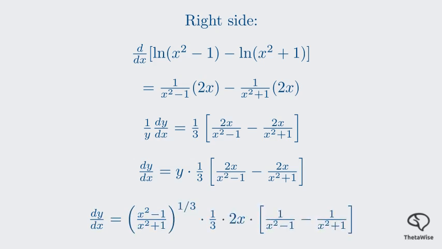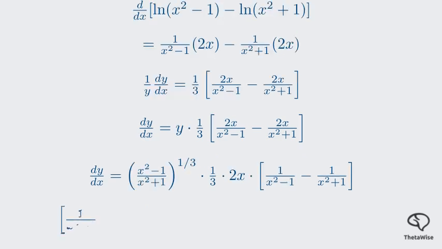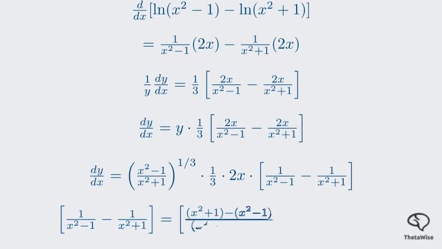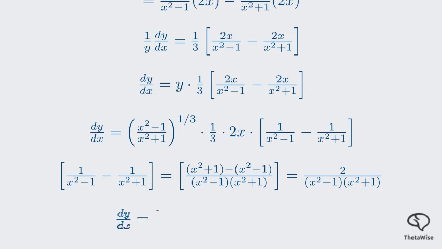Now we can simplify the expression inside the bracket by finding a common denominator. The common denominator is the product of the two terms. The expression simplifies to x² + 1 minus the quantity x² − 1, which equals 2. Let's plug this simplified form back into our equation for dy/dx. We now have dy/dx equals 1/3 times 2x times y times 2 divided by the product of x² − 1 and x² + 1.